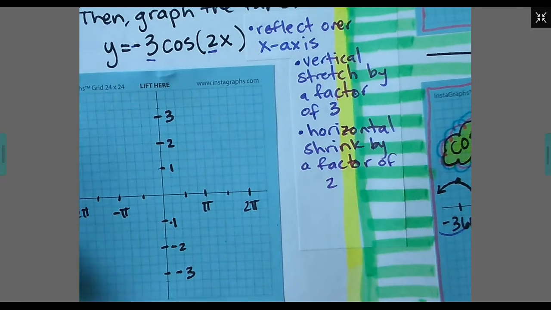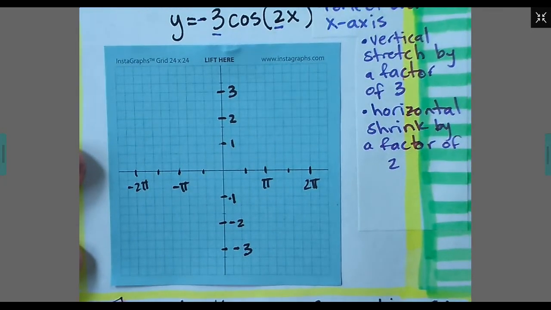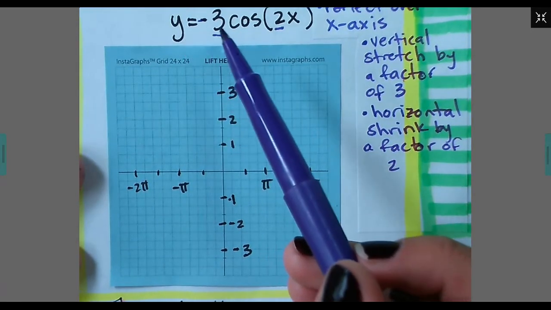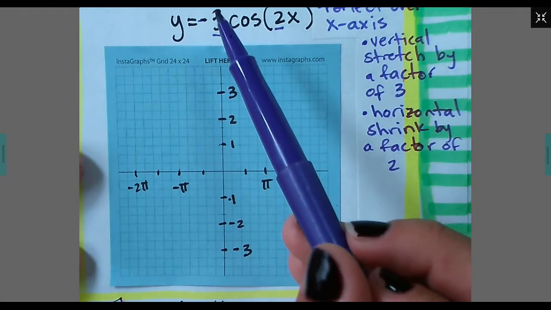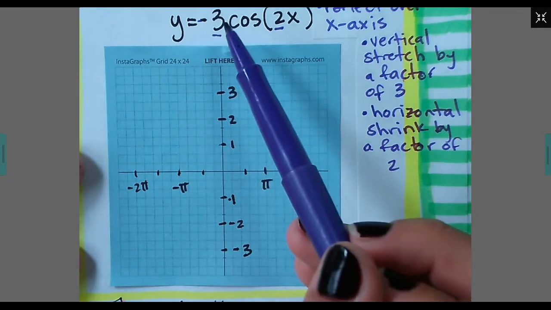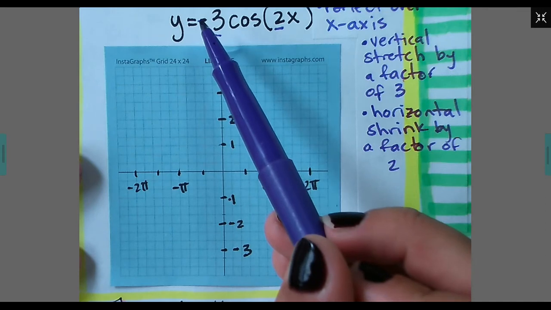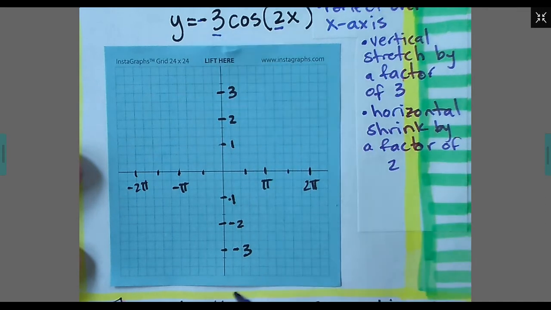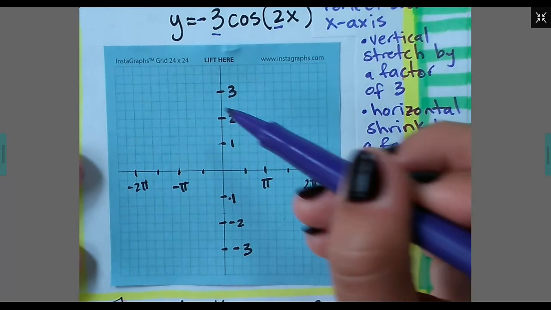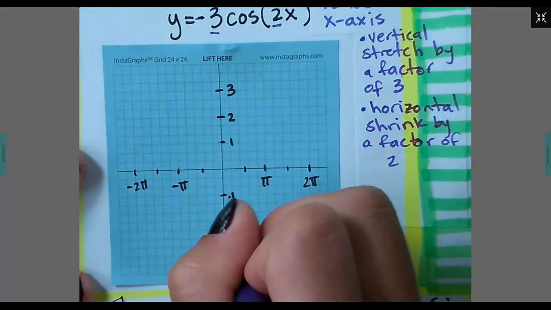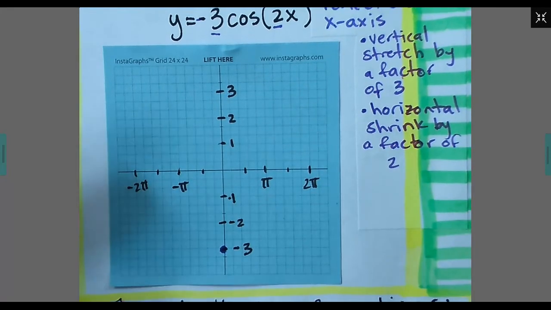Okay, so let's see what this looks like on the graph. Usually cosine starts at its maximum or minimum value. So the maximum or minimum value is going to be 3 or negative 3. But since we have a negative in the front, that means instead of starting at the max, we're going to start at the min. So we're going to start at negative 3 all the way down here.